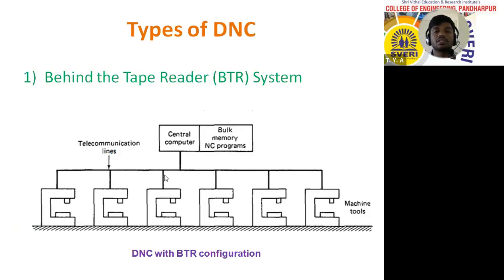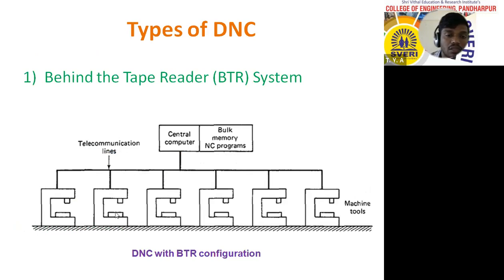Then the second point is the types of the DNC. Which type of the DNC we have to use for our requirement? So that we will see. First is the behind the tape reader, that is the BTR system, behind the tape reader system. So you can just see the block diagram of the behind the tape reader system in the DNC.